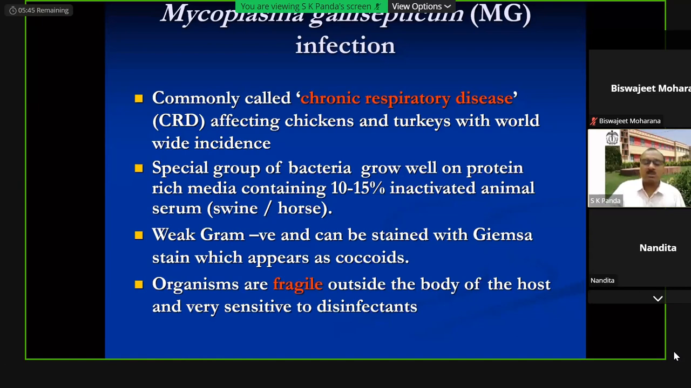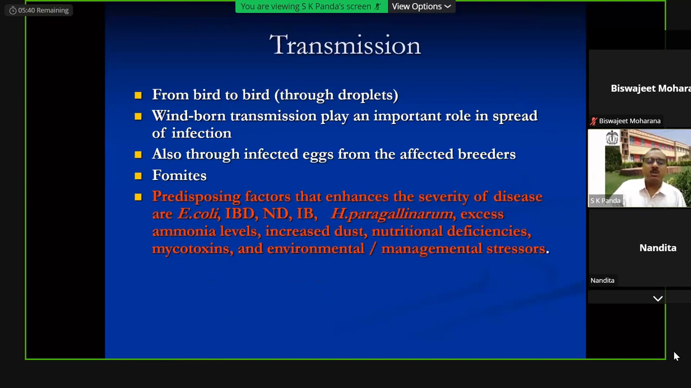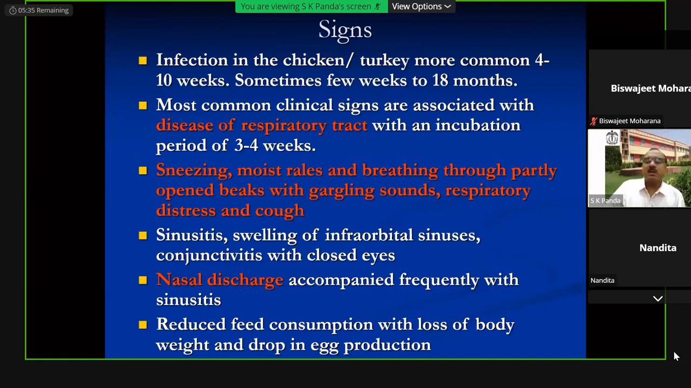From bird to bird, this disease can be transmitted, windborne transmission, through infected eggs, everything is possible here. And mostly it is respiratory: sneezing, moist rales, breathing through partly open beaks and a gargling sound. Please remember this much at least.